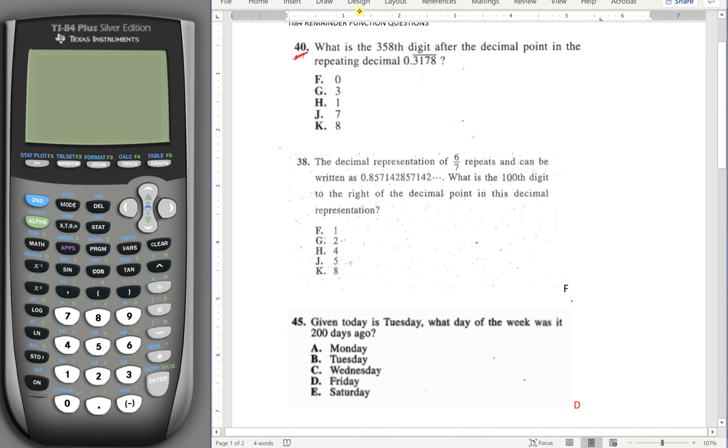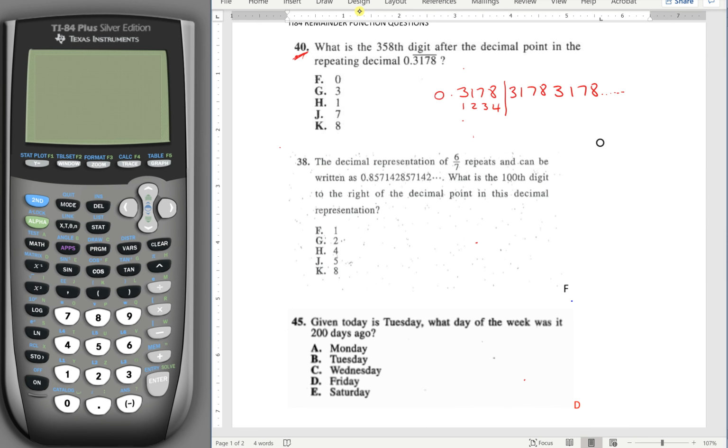Once again, number 40. What is the 358th digit after the decimal point in the repeating decimal 0.3178? So what does it mean? It means if we have 0.3178, this is digit 1, 2, 3, 4, right? And then it repeats. So these four digits are 3178, 3178, and they go on and on. So this would be number 5, 6, 7, 8 in the series. Then it would go 9, 10, 11, 12. And it's saying, give me the 358th.